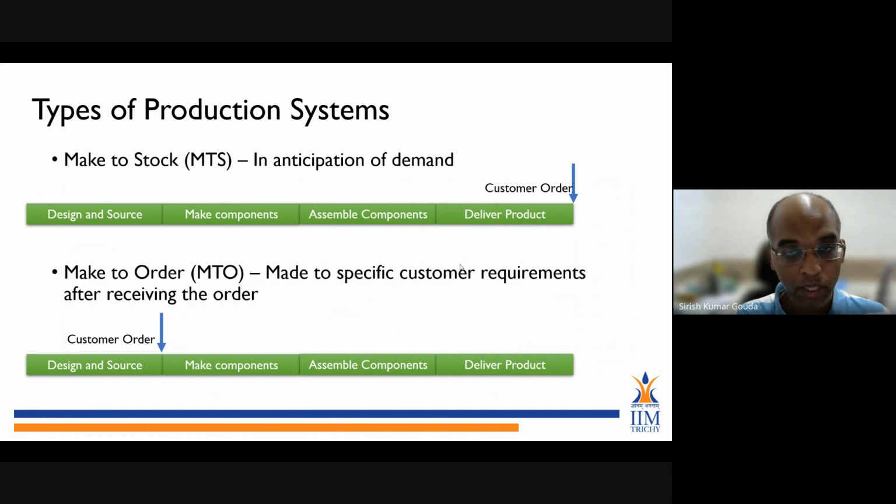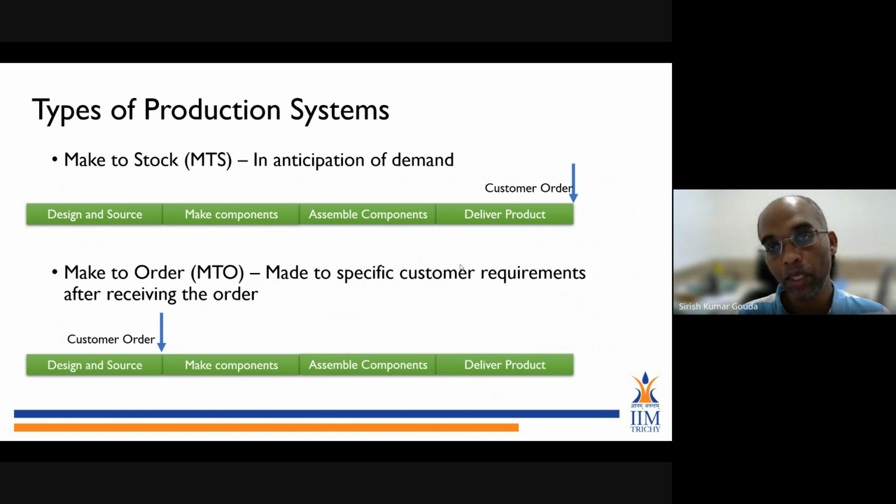As you can clearly understand over here, in make to stock, the customer is not really waiting for the product to be procured. The customer is directly going to a retail store and picking up that product, or placing an order online and getting that product. As opposed to that, in make to order, the customer has to wait for the product to be made and then delivered.